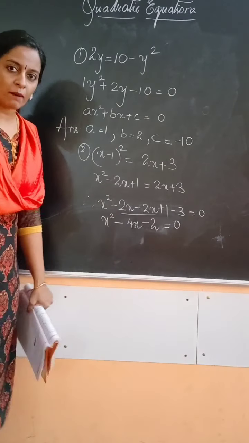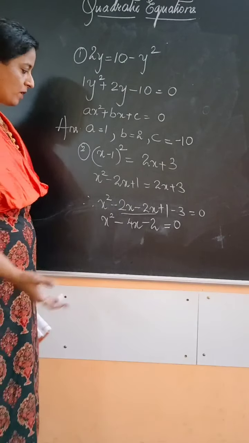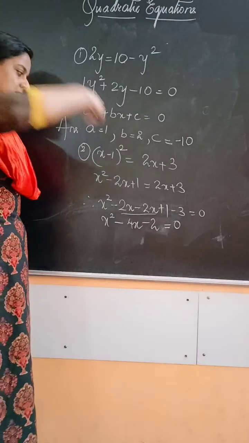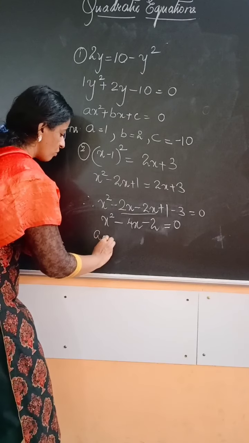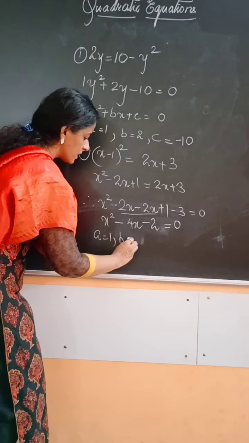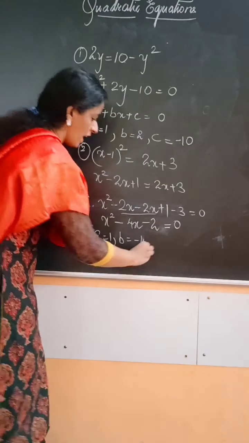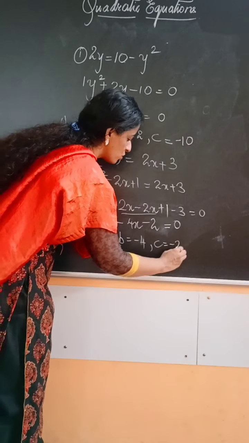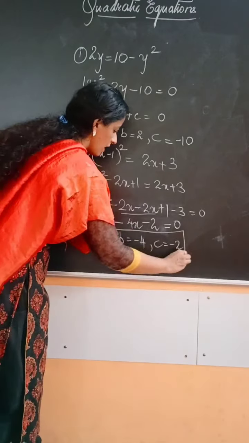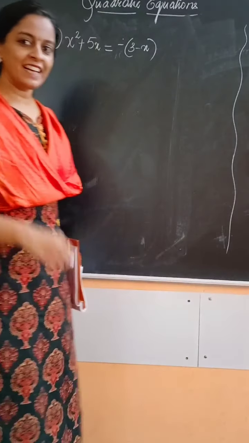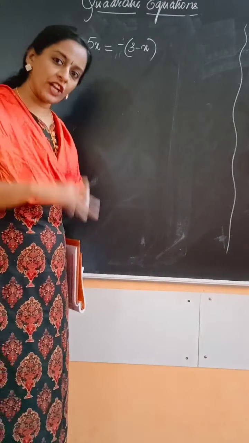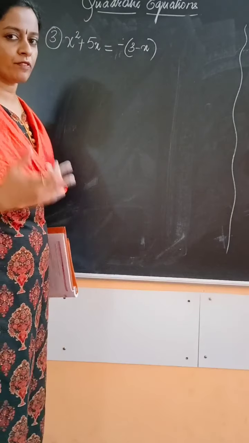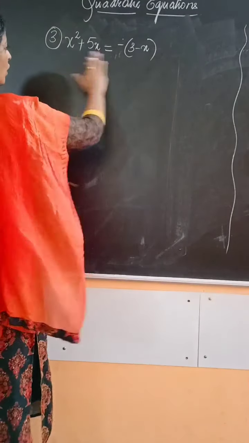So now when you compare it with the general form, what is the value of A, B and C? A is 1, B is minus 4 and C is minus 2. This is the answer. Number 3, let us put it in general form and write down the values of A, B and C. Solve it.